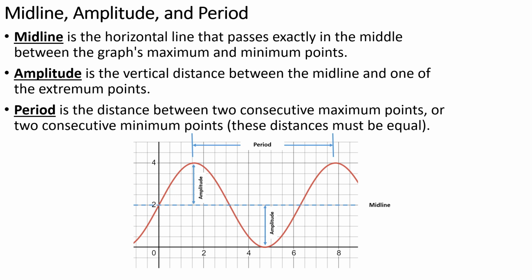The midline. The midline is a horizontal line that goes exactly through the middle between the uppermost part and the lowermost part of our sine wave or cosine wave. There's an equal distance here as there is to the bottommost part right here. And then there's the amplitude. That is the distance from the midpoint to the highest point or the lowest point. There's absolute value. Then the period is the distance from where it starts at whatever position it is to where it repeats that position again.